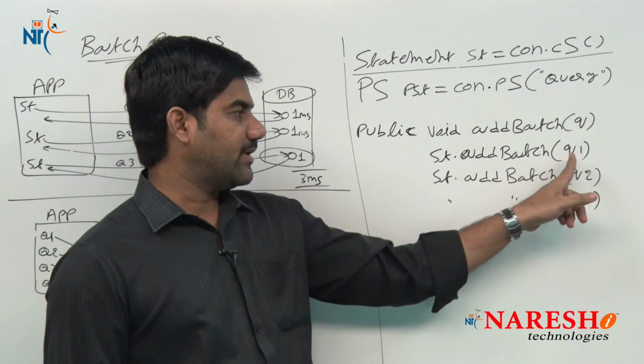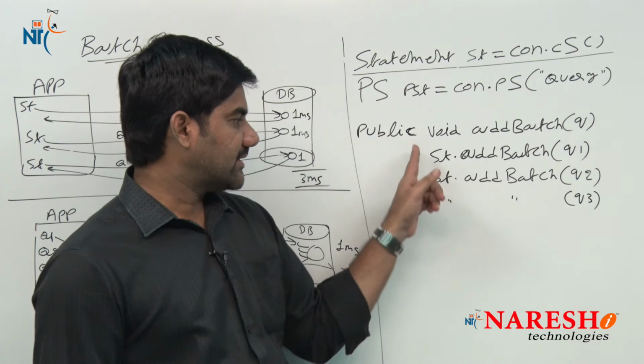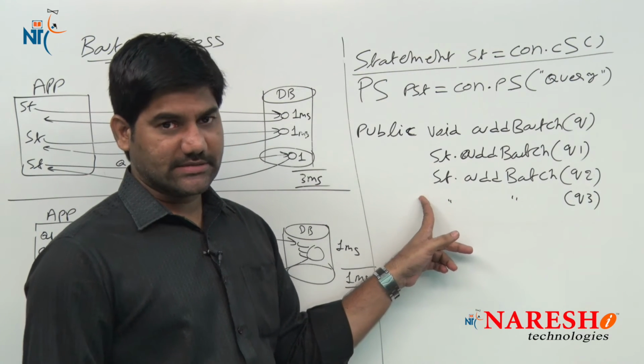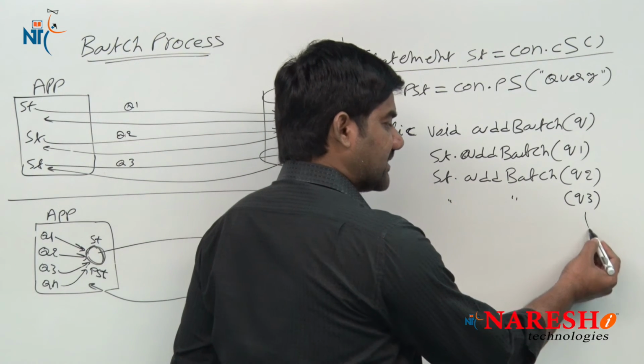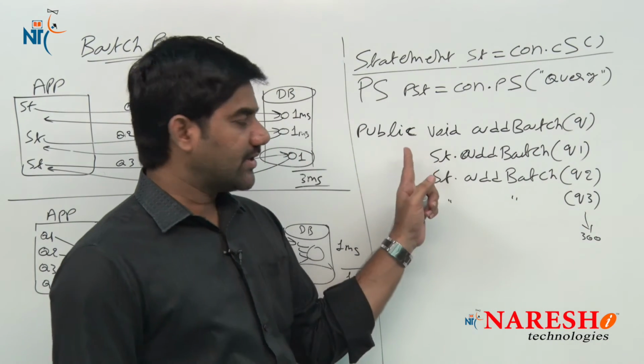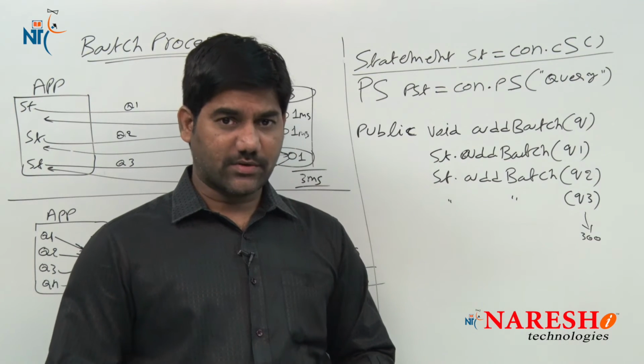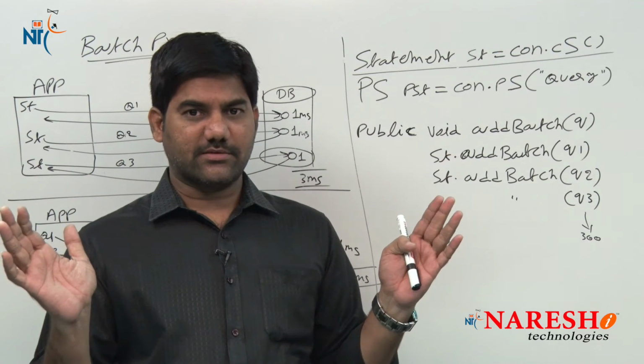st.addBatch followed by q1, q2 and q3. The 3 queries we placed are all stored in st. Like that I can place 300 queries also. But how are 300 queries going to be stored in the same object? It is a normal object. 300 values or 300 queries, every query is one string value.